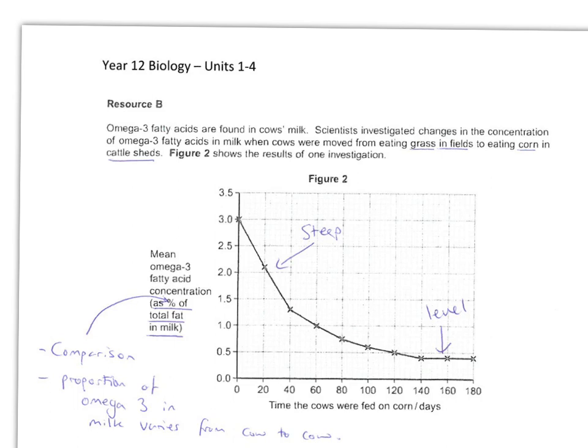Also, there's no control group, so there's no group that were fed on corn but were still outside. So it might have fallen anyway, but there could be other factors that caused the decrease. It could be the fact that they're now inside rather than in a field. So it could be other factors that cause this decrease. And another thing, this was only one investigation. Nowhere in here does it tell you how many investigations there were, or how many cows were used. So it's only one investigation, so it might not be representative of all cows up and down the country or in the world.